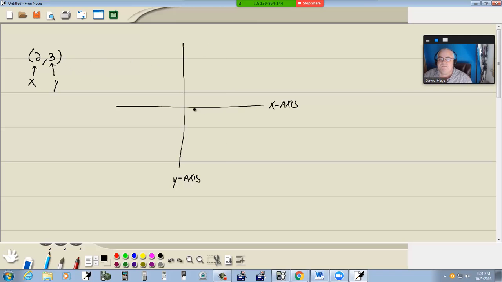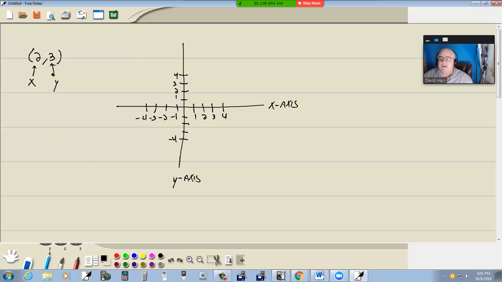Now (2, 3): as my X values go to the right, they increase. So this is 1, 2, 3, 4, and so on. As they go to the left, they decrease. So that's -1, -2, -3, -4, and so forth. Now our Y-axis, as the values go up, they increase. So this will be 1, 2, 3, 4. And as they go down, they decrease. So -1, -2, -3, -4.